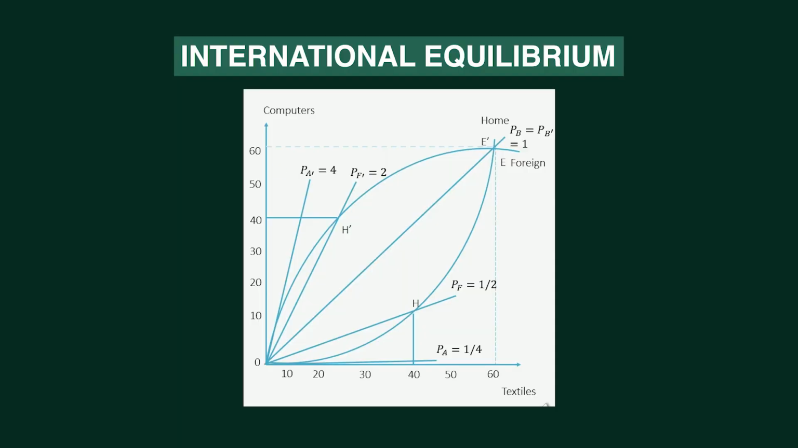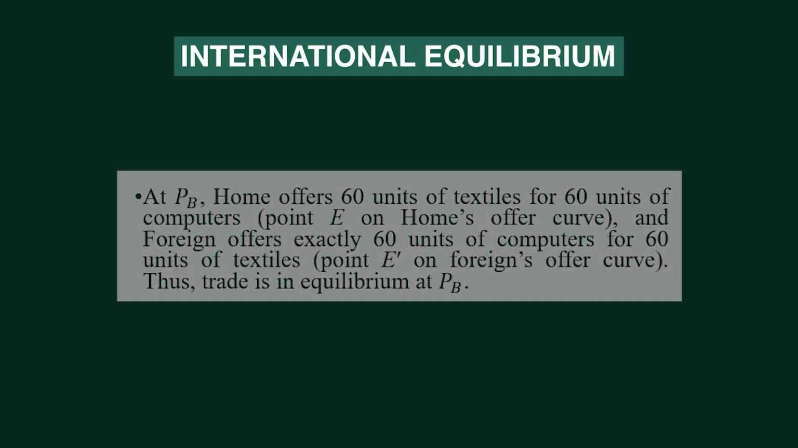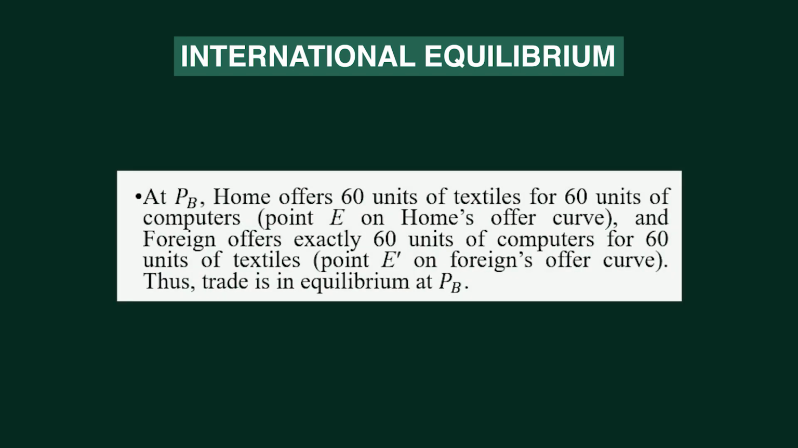So at point E, the home's offer curve is essentially here, and the foreigners offer exactly 60 units of computer in exchange for 60 units of textile. So that happens at point E prime. So E and E prime are essentially the same point. And that is why the trade is in equilibrium at point E when the price ratio is defined by PB, which happens to be equal to PB prime, which is equal to 1.